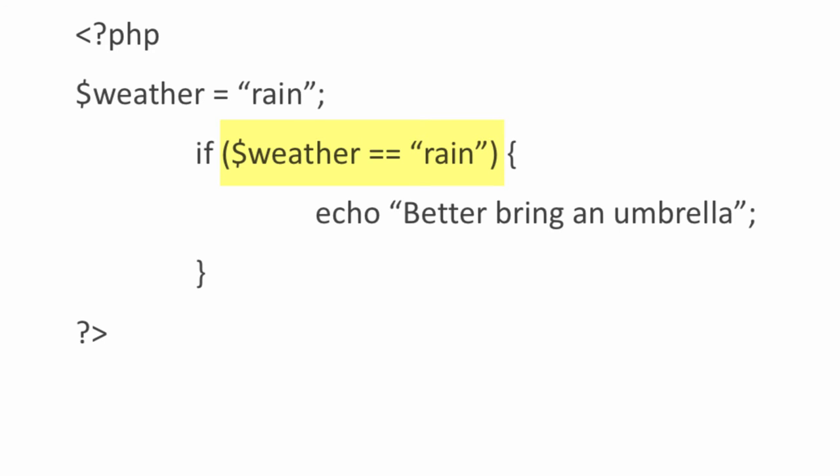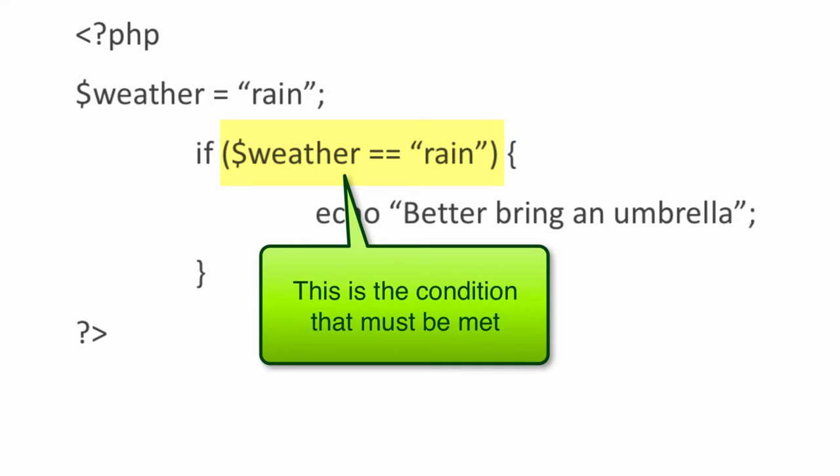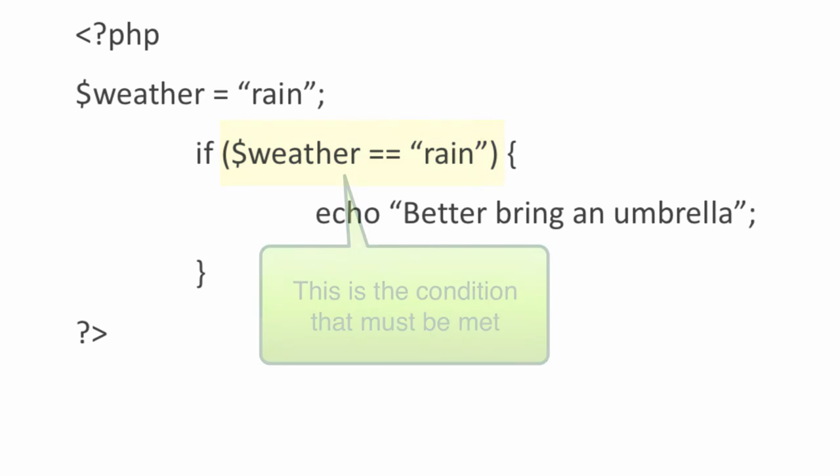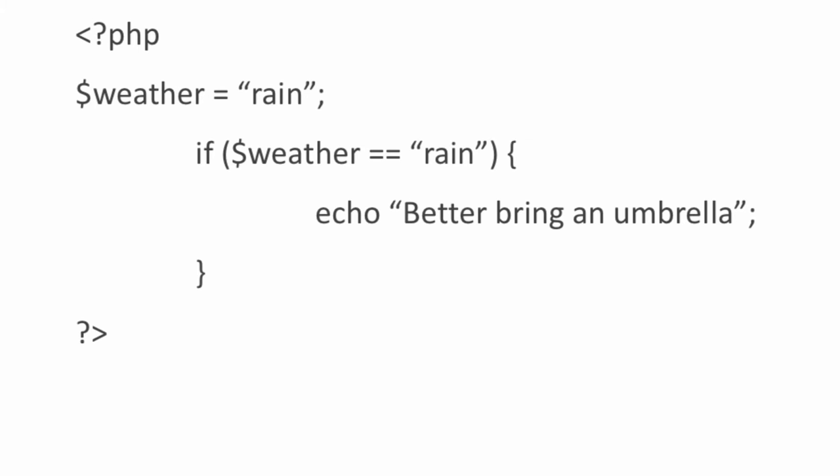The parentheses within that, this is the condition that needs to be met. And then after that we say if this condition, and then we open it with a curly bracket, and then we put what action needs to be taken. And then we close the curly bracket. So this is a basic if statement.